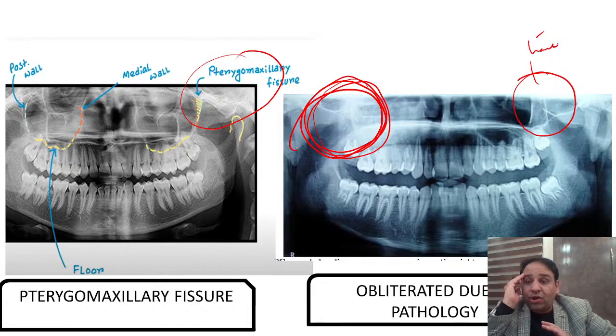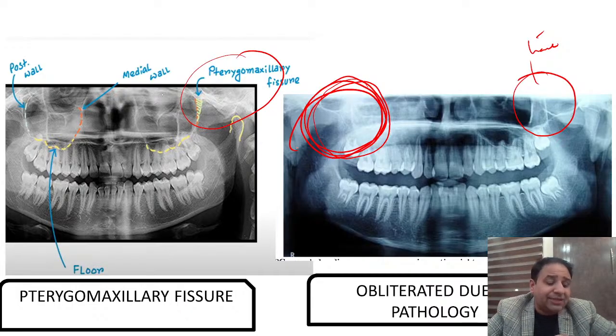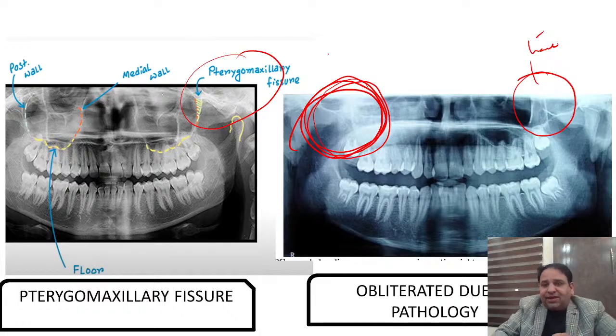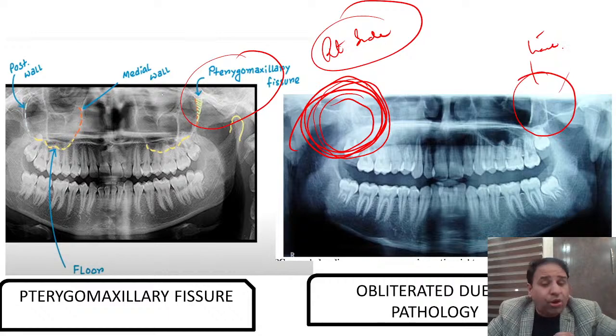So we always think, the pterygomaxillary fissure is not tracing properly, so there is some problem, some pathology. The pterygomaxillary fissure is obliterated, so there is pathology. So look at the right side, students. It is on the right side that we cannot properly trace the pterygomaxillary fissure. I agree with you, on the left side it is also not tracing very well, but on the right side it is completely obliterated.